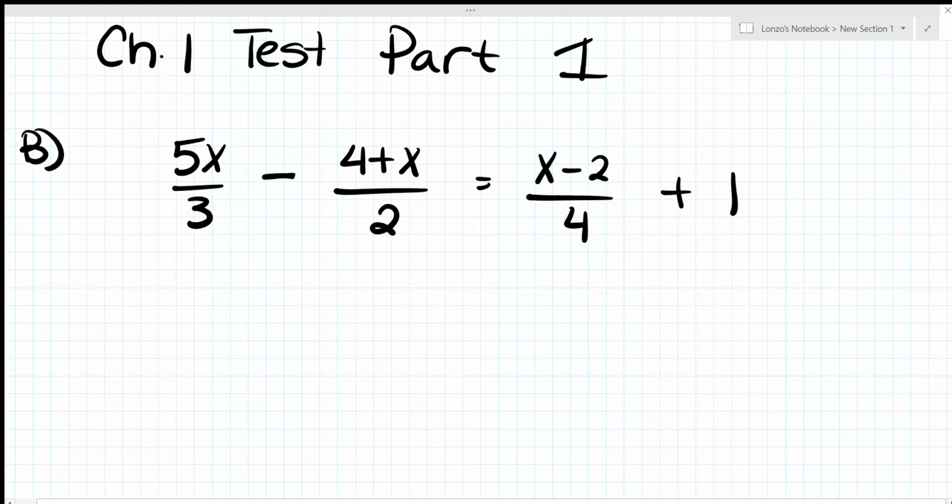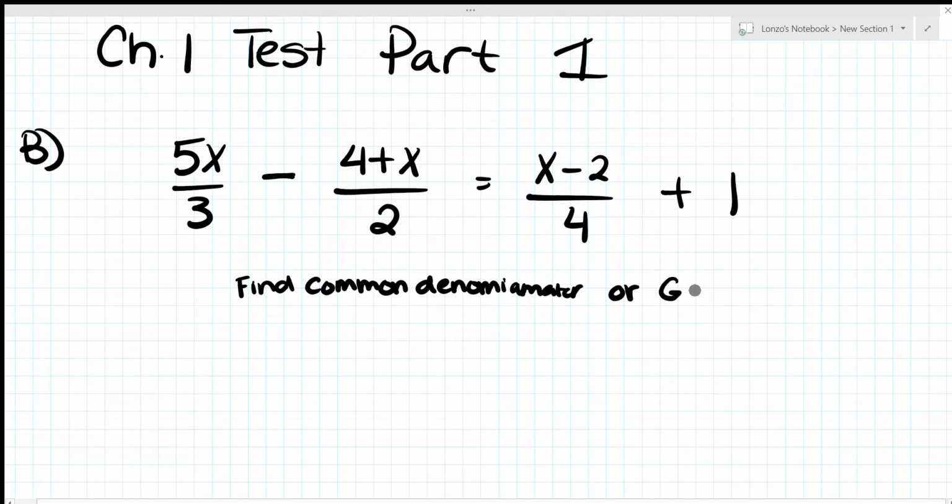So how would you solve this? The first thing I would do is find the common denominator, or GCF. To find it, we look at our denominators. We have a 3 here, a 2 here, a 4 here, and an invisible 1 right here. Can I use 6? We can multiply 3 by a number to get 6. We can multiply 2 by a number to get 6. We can't multiply 4 by a number to get 6, so we can't use 6.